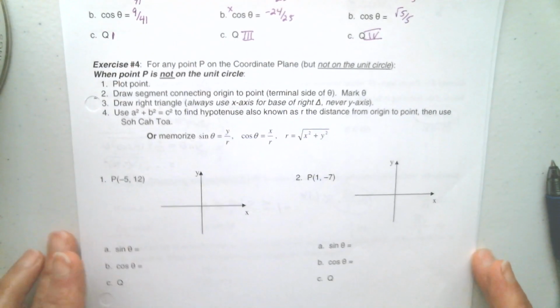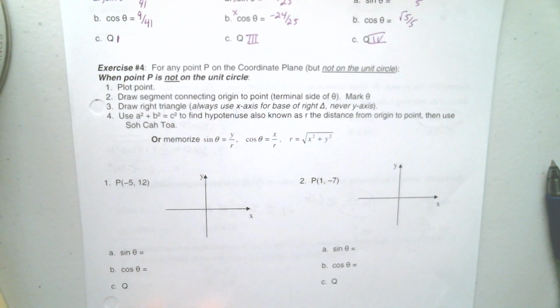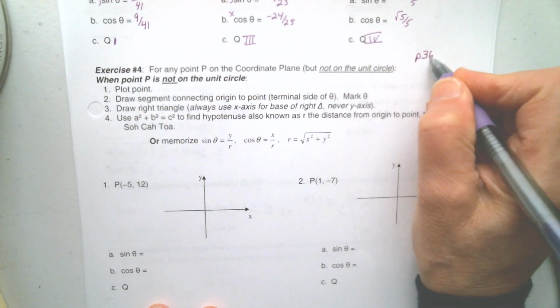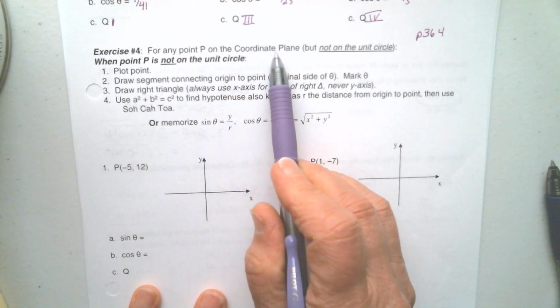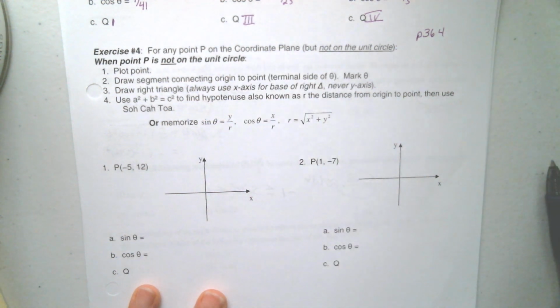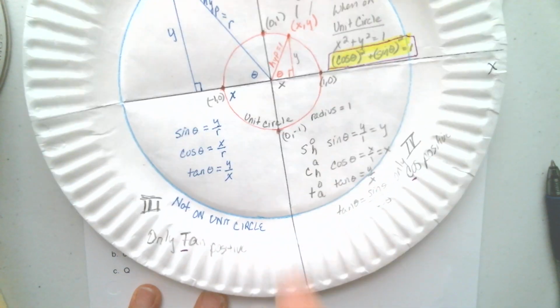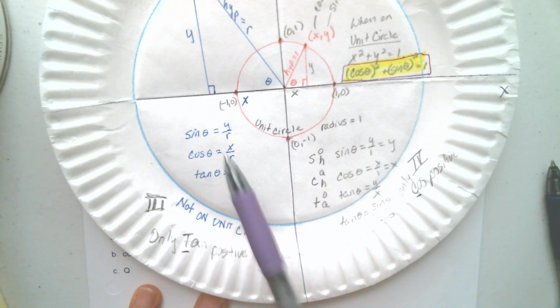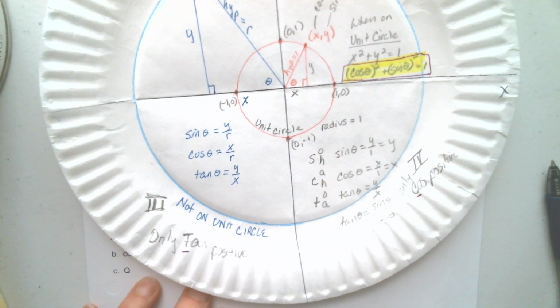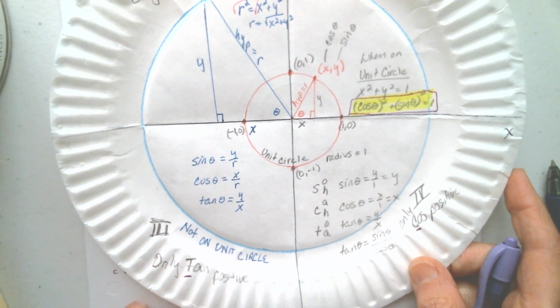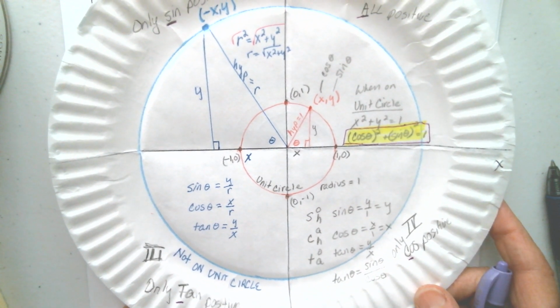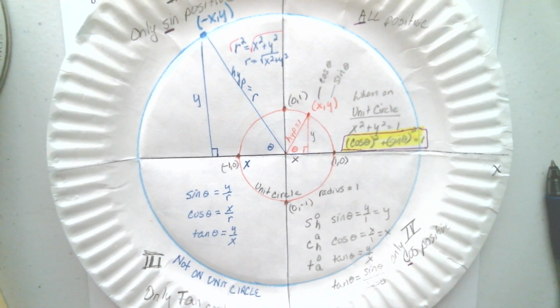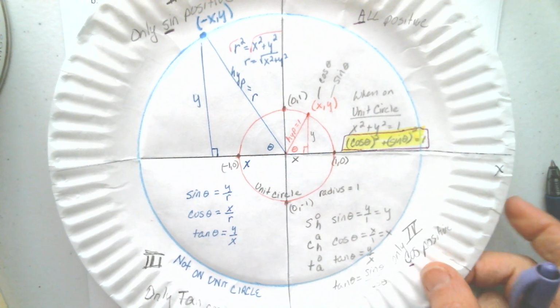But on the second half of page 364, this is for any point P in the coordinate plane but not on the unit circle. So that's using what we learned on the paper plate. Right? When we're not on the unit circle, the sine of your angle is going to equal the y-coordinate over the radius. The cosine's the x-coordinate over the radius, and the tangent is y over x. And how do we find the radius? Well, we can use Pythagorean theorem, where the radius is equal to the square root of x squared plus y squared.